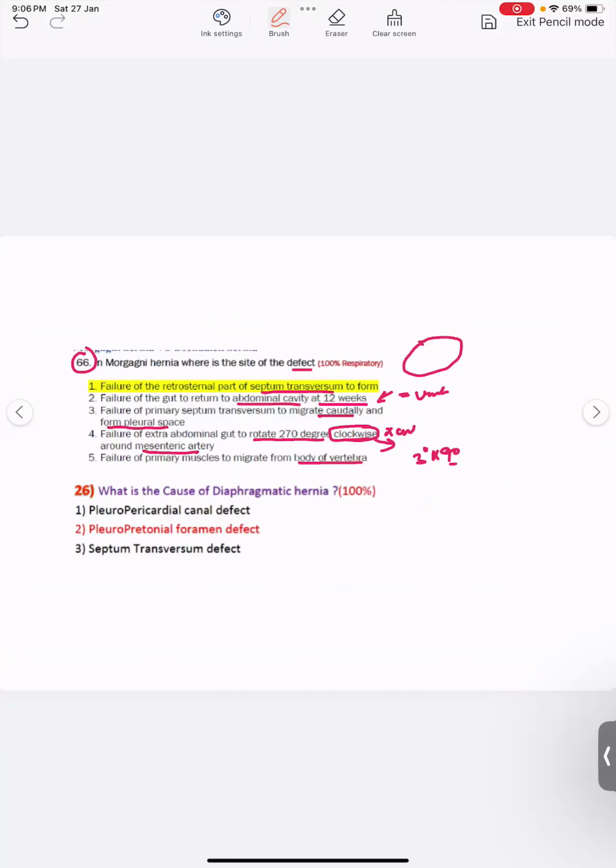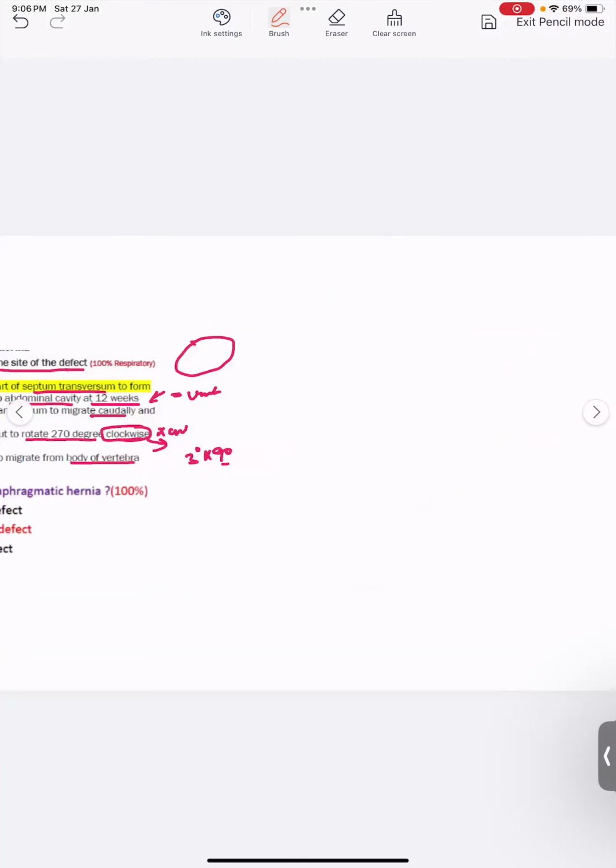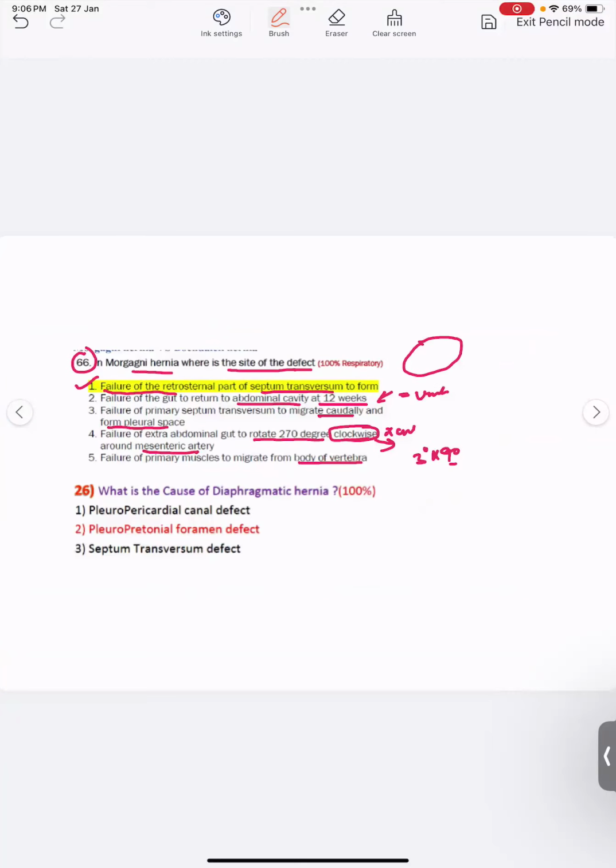In Morgagni hernia, where is the site of the defect? Okay, the first one is the right option, failure of the retrosternal part. This is also a part, but this one is present behind the sternum. So the defect in the retrosternal part of the septum transversum would lead to Morgagni hernia. So one is the right option here.